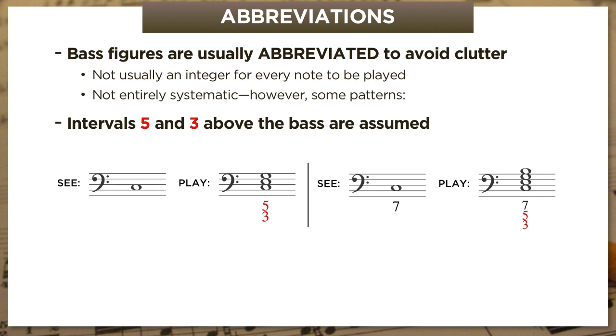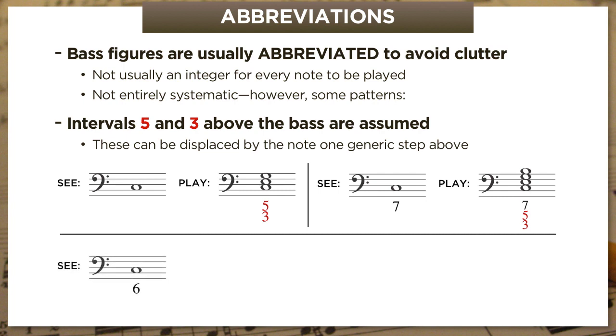Now, these intervals of a 5th and a 3rd above the bass can be displaced by the note one generic step above. What does that mean? Well, here there's a note with just a 6 written underneath it. So what does that mean? Well, this is in fact a 6-3 chord. The 6 tells us put a 6 rather than a 5th above the bass. So we have that instead of this. So 6 actually means 6-3.